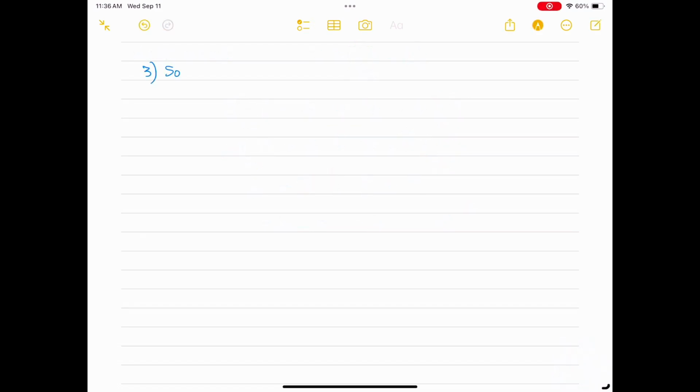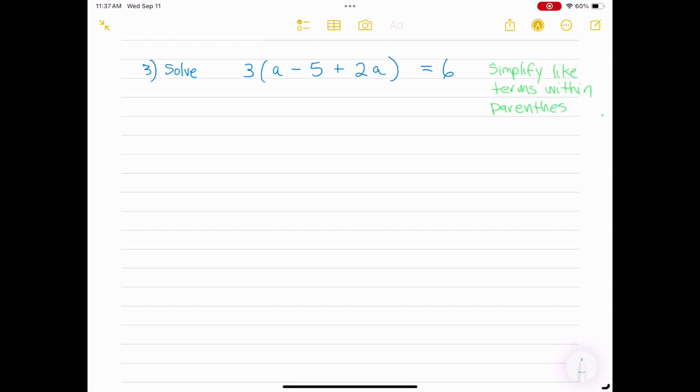Example 3. Solve 3 times the quantity a minus 5 plus 2a, equals 6. According to order of operations, we first simplify terms within the parentheses. In this case, a plus 2a simplifies to 3a, which we rewrite on the next line, keeping our parentheses. So we have 3 times the quantity 3a minus 5 equals 6.